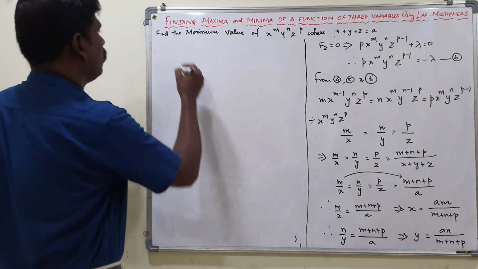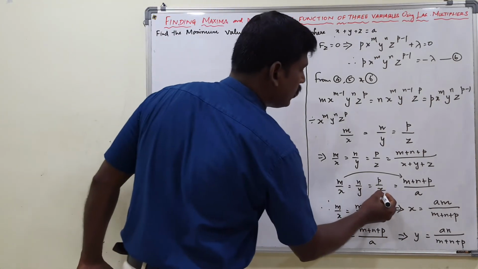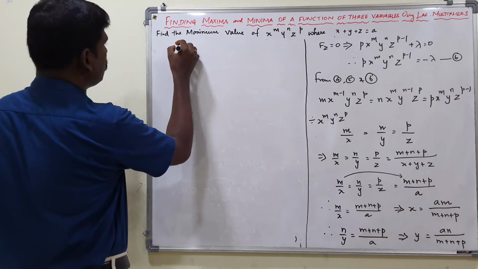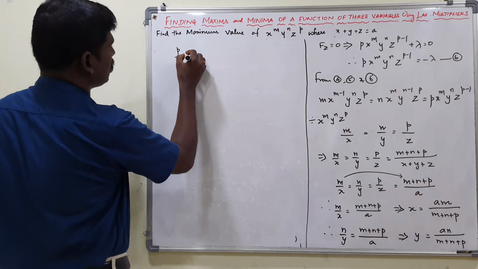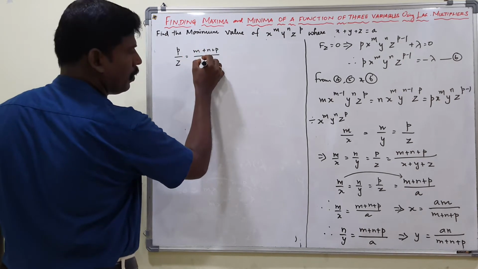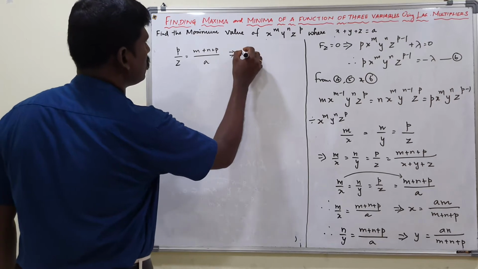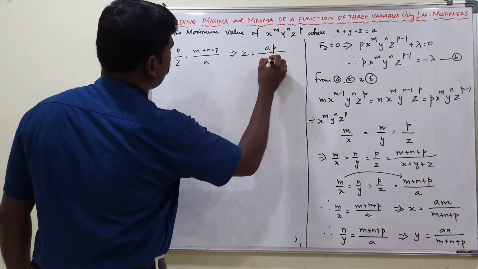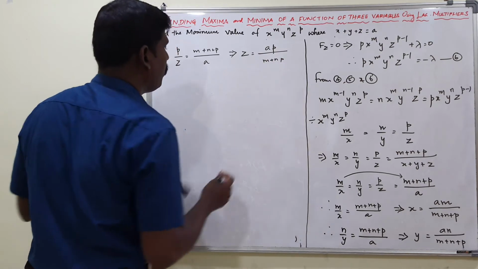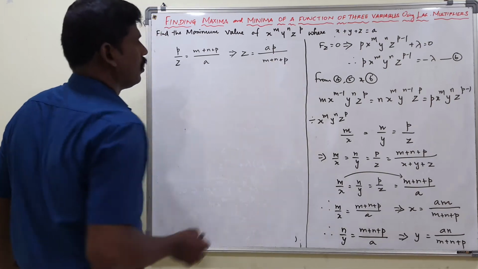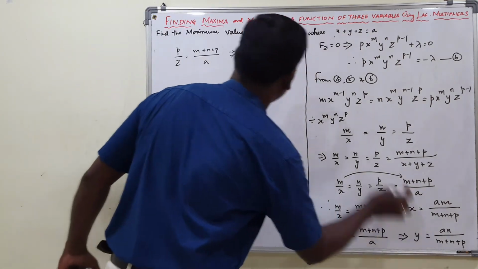Okay, next one. Similarly, equating the third ratio with the last one, p by z is equal to (m plus n plus p) by a. This implies z equal to what? z equal to ap by (m plus n plus p). That's all. So we found the values of x, y and z.